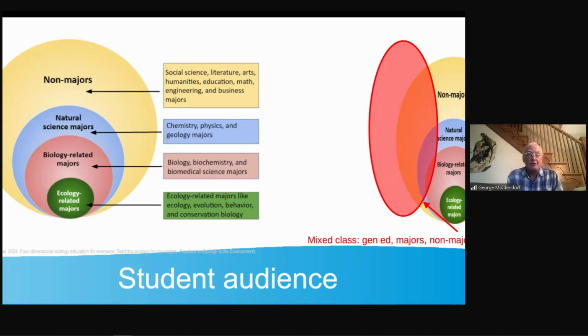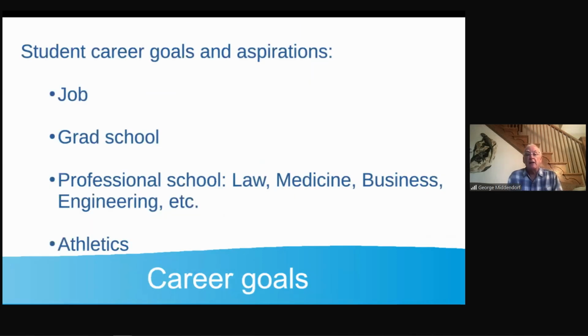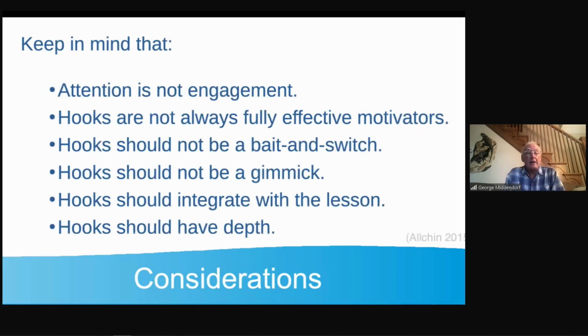And here we focus today mostly on non-majors, but the consideration is not just non-majors, but particularly whether they're non-majors in general or whether there is a mixed class. And then you want to consider student interests like protests, climate change, homecoming events, on-campus job fairs, etc. What is it that the students are particularly focused on associated with the particular class that you're teaching? In addition, you want to consider the aspirations and goals of the students in the class, whether they're just, I'm here for a job, I'm here because my parents made me go to school, whether they want to go to grad school or professional school, or whether they're here on an athletic scholarship.